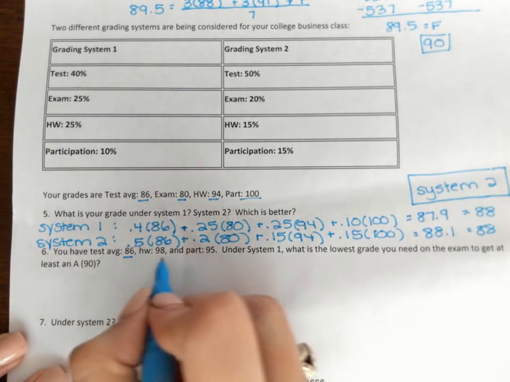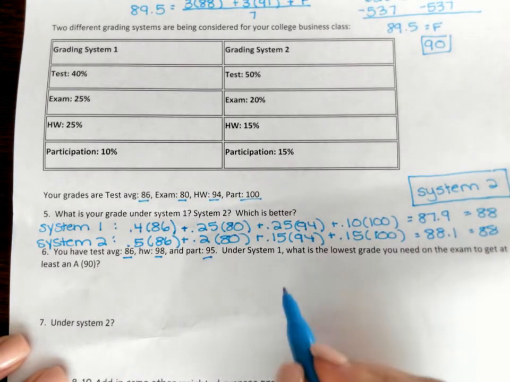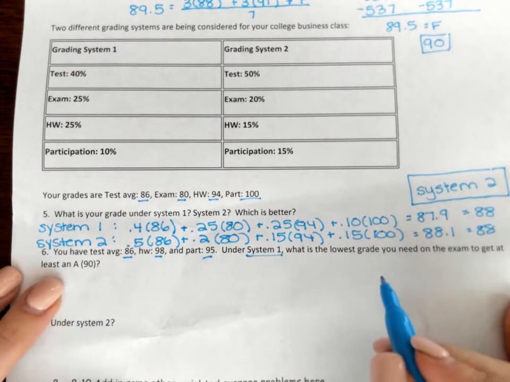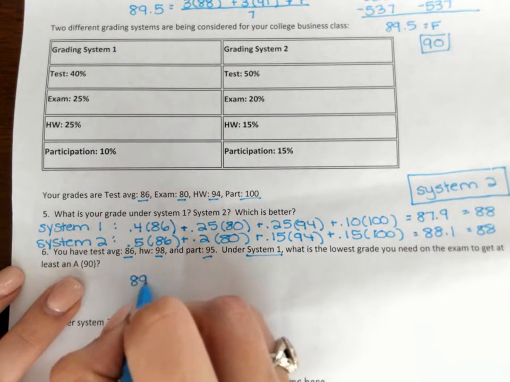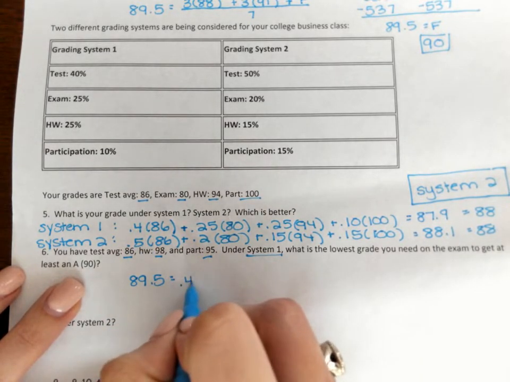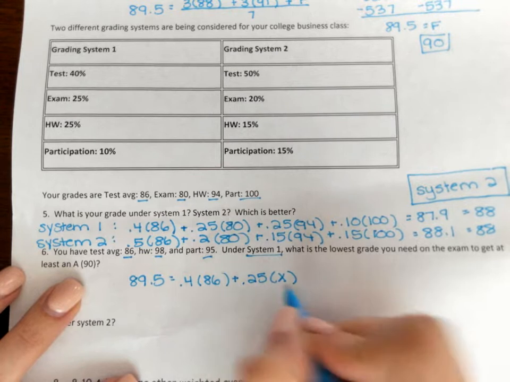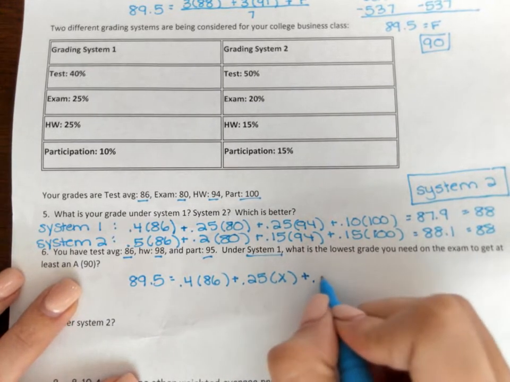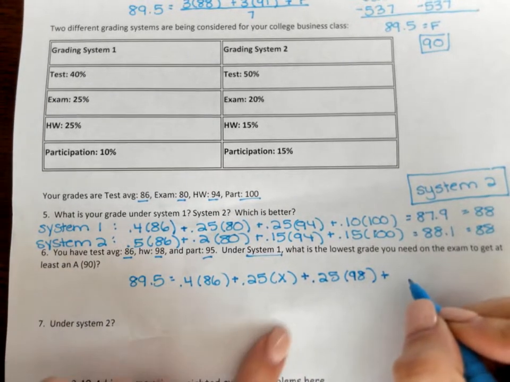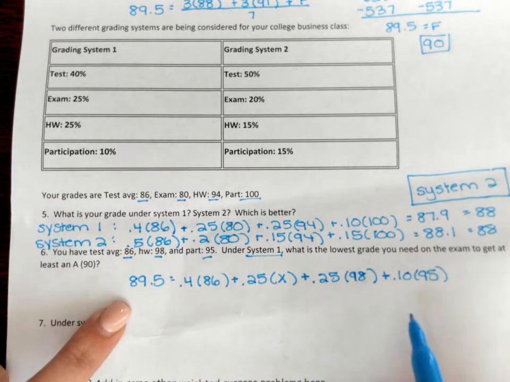All right, you have a test average of 86, homework 98, and then participation of a 95. Under system 1, so we're using those first percentages, what's the lowest grade you need on the exam to get at least a 90? So our goal is to get that 89.5, and we're going to use the same formula that we set up. So it's 0.4 times 86 plus 0.25 times some unknown, which I'm just going to call x, plus 0.25 times 98 plus 0.10 times 95. So I don't have anything to divide by on this one.